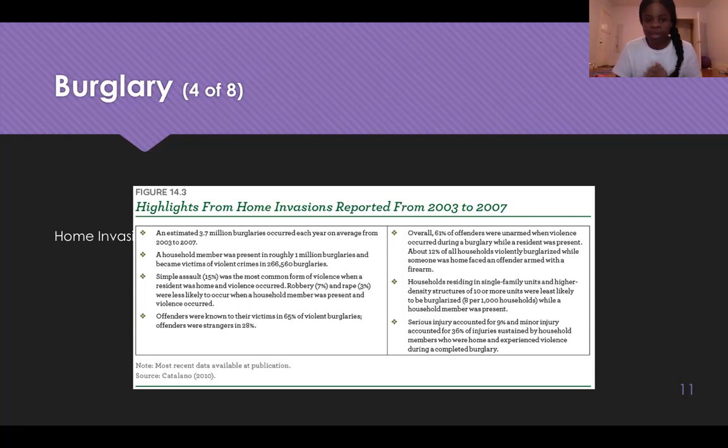Take a couple of moments to read through some of these highlights in regards to home invasions that occurred between these years, and then move on.